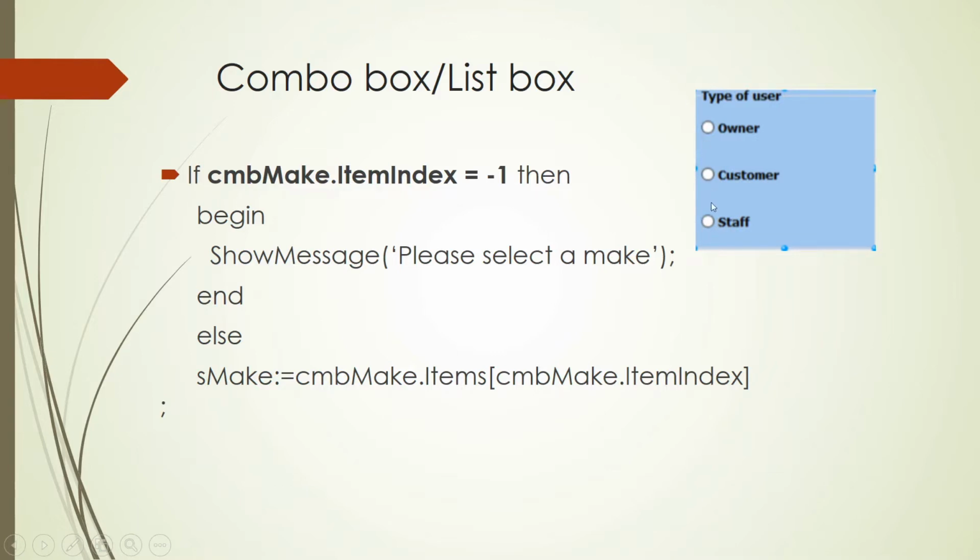So if I want to check if a value was selected from the combo box, I would check if CMB make dot item index equals -1. So I'm checking if this combo box is equal to -1. If it is equal to -1, it means that no selection was made because the combo box starts at index 0.